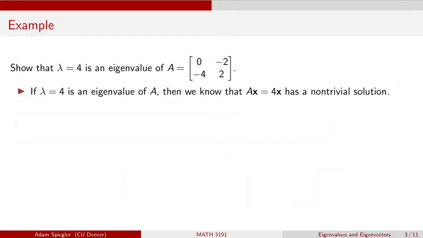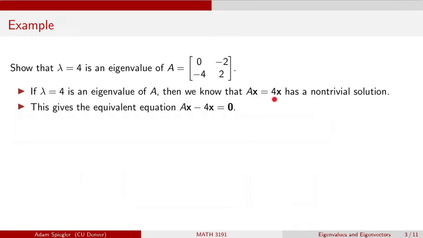By definition, we say that lambda equals 4 is an eigenvalue of matrix A if we know that the equation A times x equals 4x has a non-trivial solution. So there exists some non-zero vector x, which is a solution to this equation. So let's see how we can verify that 4 is going to be an eigenvalue of this matrix.